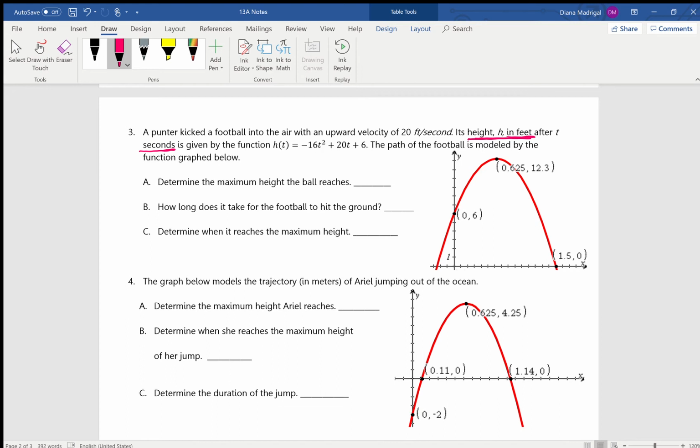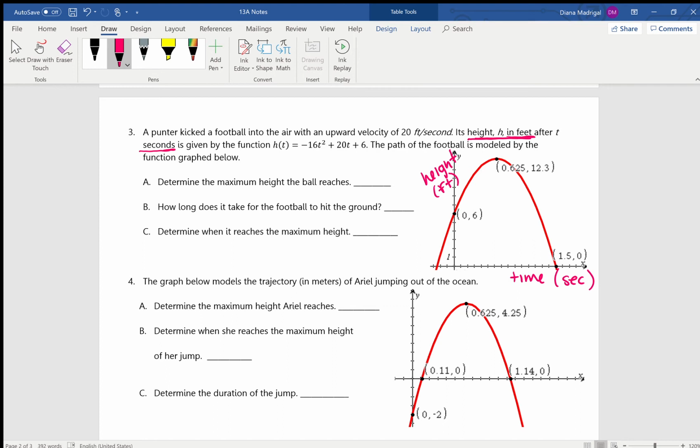All right, we're talking about a football thrown in the air. They told you the height is h in feet. That means that's my y. This is my height, and it's going to be in feet. Okay, my x is going to be my time, and it's going to be in seconds. Something to keep in mind, okay? Since your graph wasn't labeled, you should be able to do this on your own.